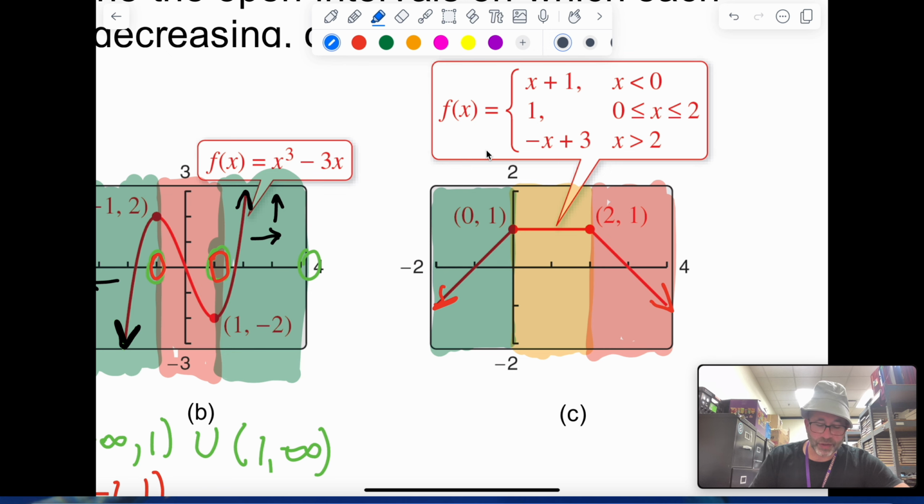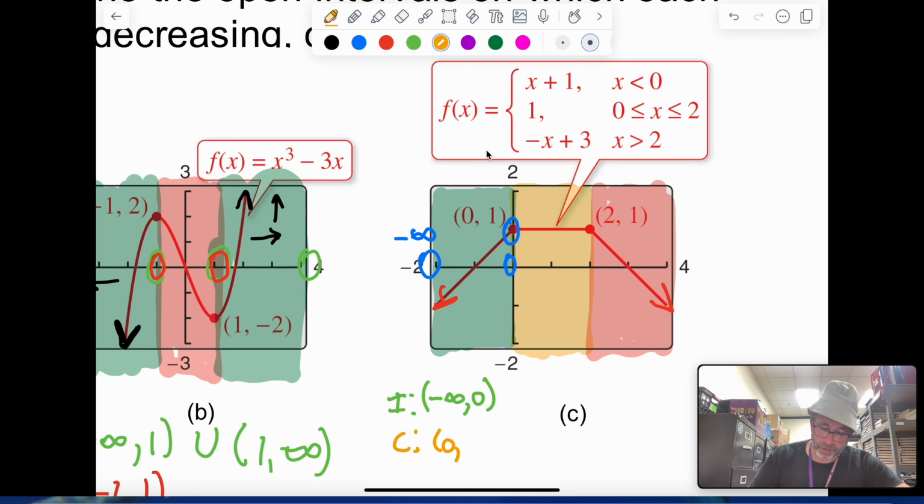So anyways, the interval where it's increasing here, again, we only care about the x values. So over here is -infinity. And then the x value at this point is at 0. Okay, so from -infinity to 0, it's increasing. Okay, it is constant from 0 to 2. So from here to here, it's constant. And then for the decreasing, it's decreasing from 2 to infinity over here. So decreasing from 2 to infinity.